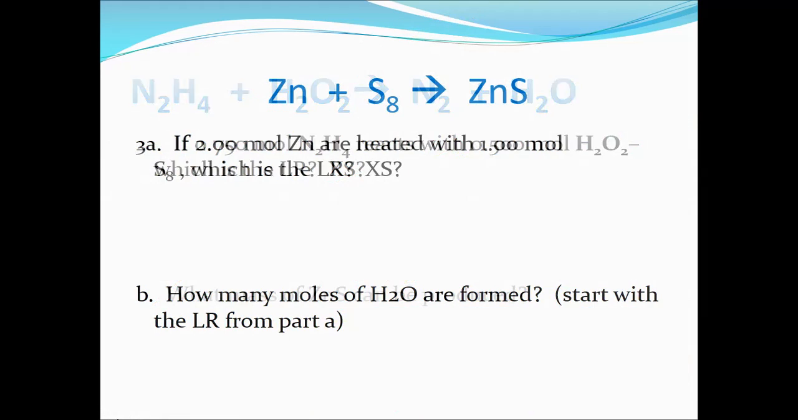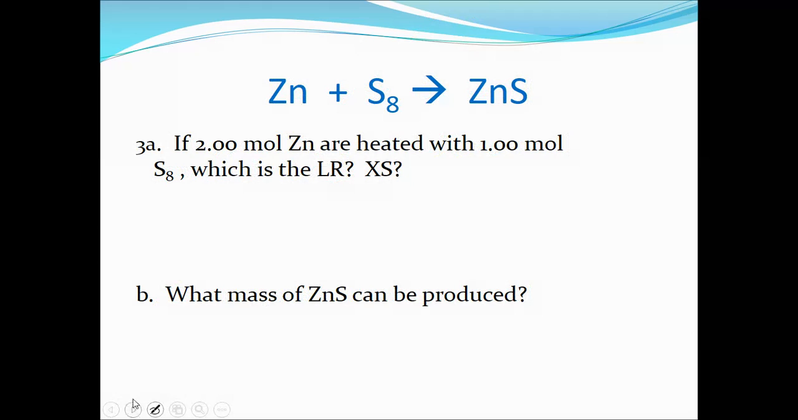All right. Let's look at another example. So here we see Zn plus S8 yields ZnS. So let's balance this. We're going to need to start by putting an 8 in front of the zinc sulfide, and that gives us 8 sulfurs. That also gives us 8 zincs, so we're going to put an 8 here. So 8, 1, 8 will balance that equation. So this one says if 2 moles of zinc are heated with 1 mole of S8, which is the LR and which is the excess?